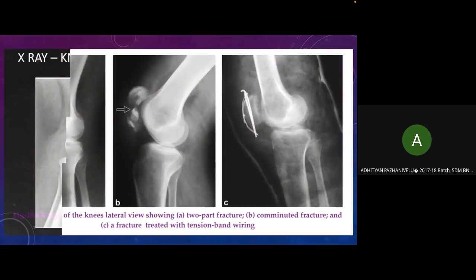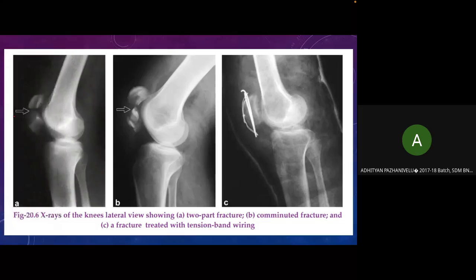Okay, this is the lateral view, and here what you can see is there is a direct force to the patella, and the patella has broken into two pieces. And what they have done here is they have put a wire, that is a K wire or something, and they have tied it in a figure of 8. So every time there is a distraction force, when you put a wire and tie it in a figure of 8, this acts as a compression for the patella. This principle is known as the tension band wiring principle.